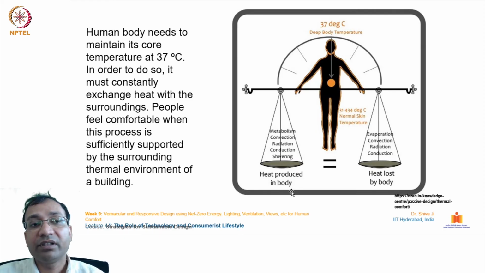The activities which produce heat inside our body are metabolism, convection, radiation, conduction, shivering, etc. They result in an increase of the temperature inside our body. And evaporation, convection, radiation, conduction, etc., are also responsible for release of the heat from our body.